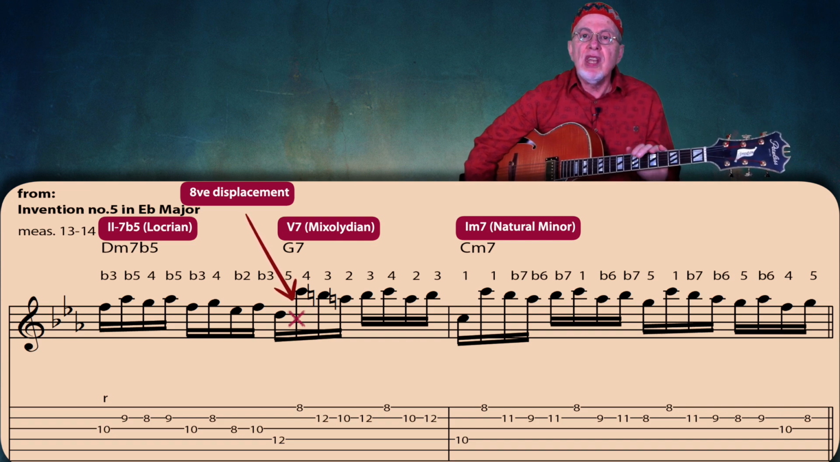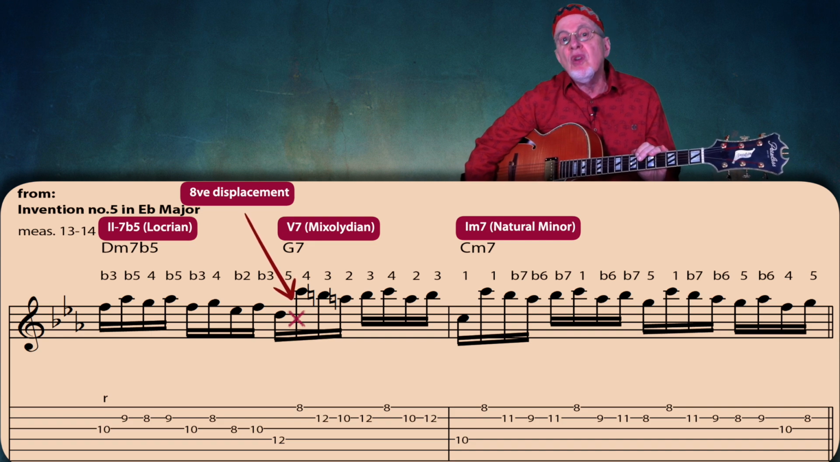And what this does is create a wider range in the overall line, not to mention some added interest. This is exactly what Charlie Parker and many jazz improvisers do for exactly the same effect.